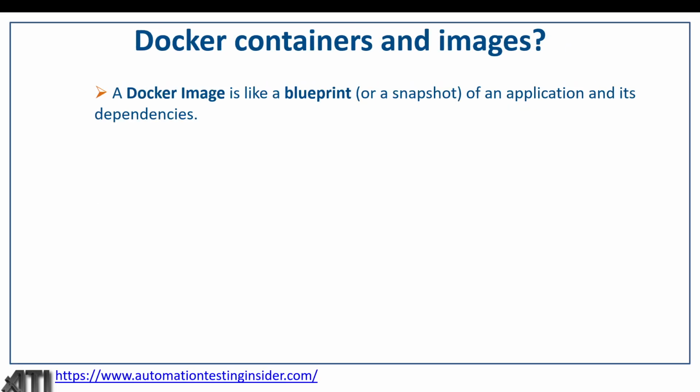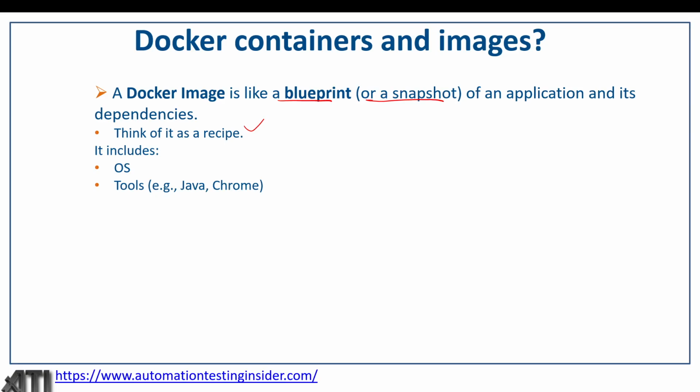Now if you talk about Docker containers and images, what do we mean by Docker containers and Docker images? A Docker image is like a blueprint or a snapshot of an application and its dependencies. Basically, you can say it's like a class that has everything. I have given an example over here. Think of it as a recipe. Let's say we are going to make a chocolate recipe, I would say we are baking a cake. So a Docker image is basically a recipe.